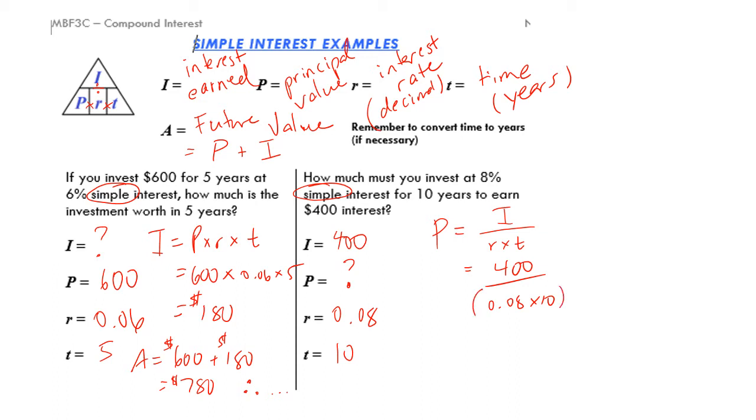Now you can enter it just like you see it. So using your calculator, literally type in 400 divided by, open bracket, 0.08 times 10, close bracket, and you should get $500. So therefore, you must invest $500 right now at 8% for 10 years to get $400 in interest. And there is our simple interest review questions for our cheat sheet we're making.